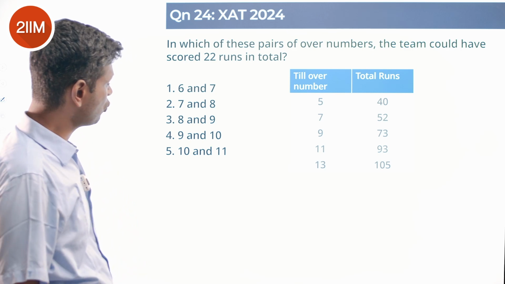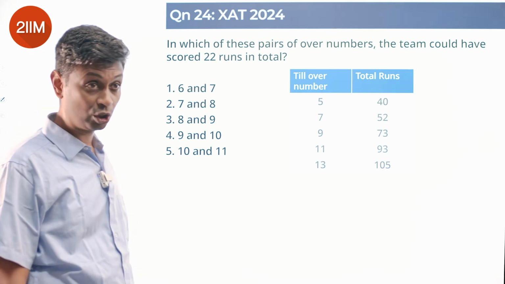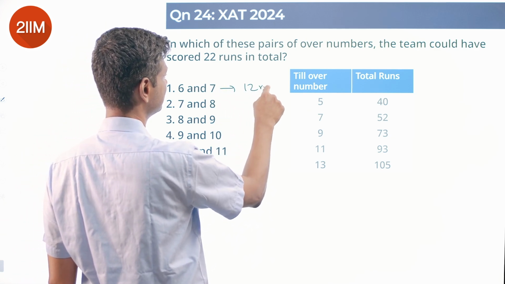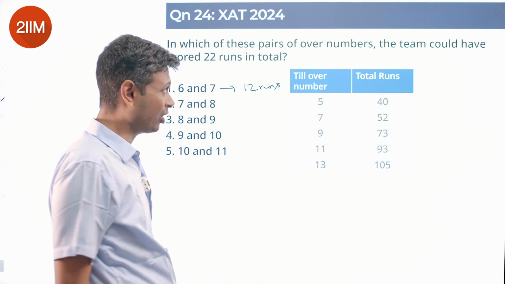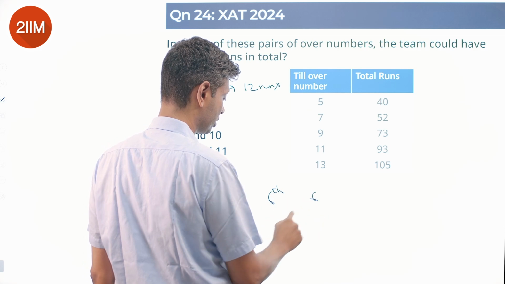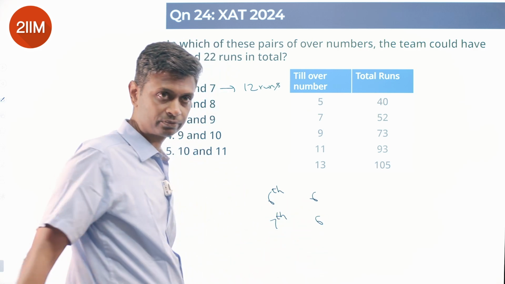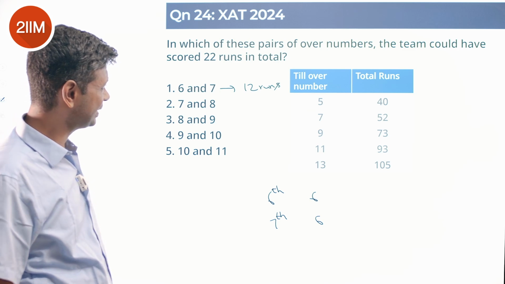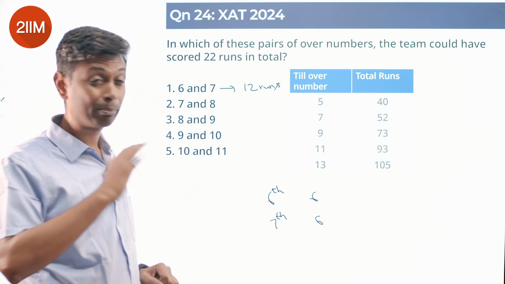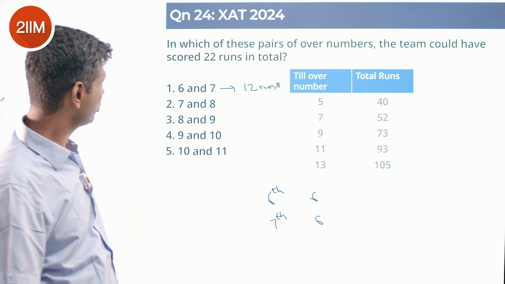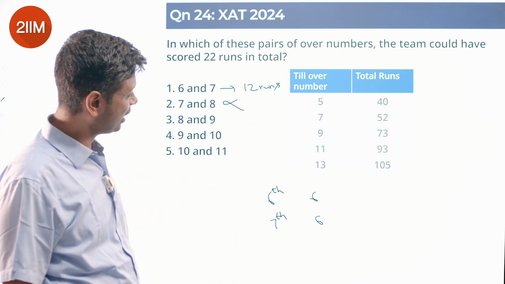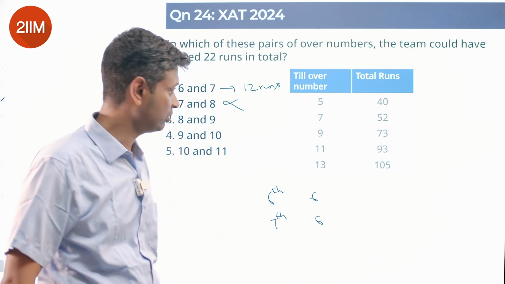In which of these pairs of over numbers could the team have scored 22 runs in total? 6 and 7: they scored only 12 runs, since they should score at least 6 runs in any over. So in the 6th over they scored 6, and in the 7th over they scored 6. 7th and 8th: in the 7th over they scored only 6 runs, and in the 8th over they could have scored a maximum of 15. 6 plus 15 is 21, so 22 is not possible. 8th and 9th over, 52 to 73, is 21 runs, not 22.